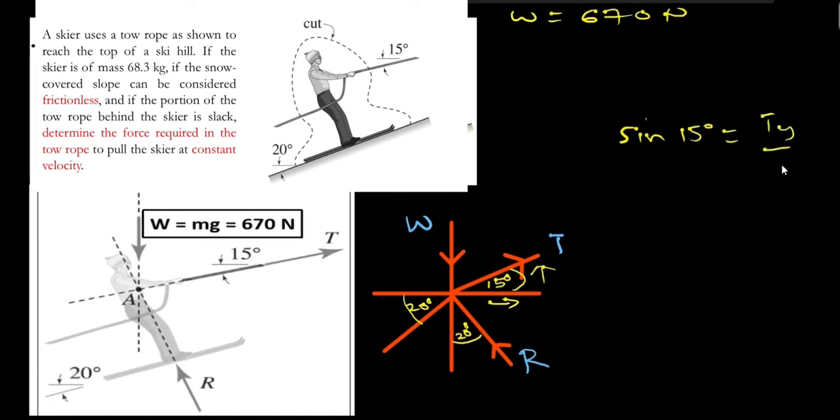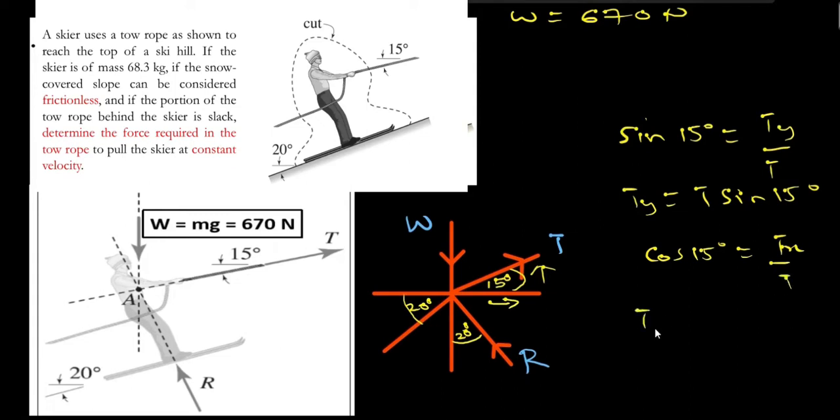Tension in the y direction is the opposite over the hypotenuse, over T. So that gives me Ty equal to T sine of 15 degrees. Then the cosine of 15 degrees will be equal to Tx over T, right? So Tx will be equal to T times cosine of 15 degrees.